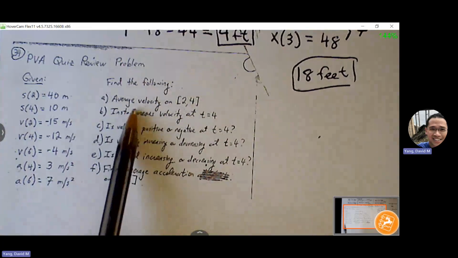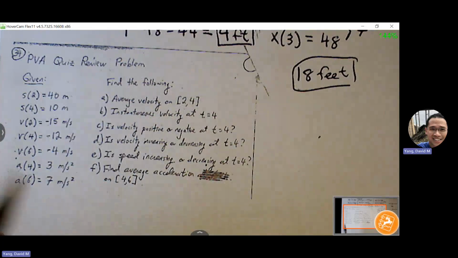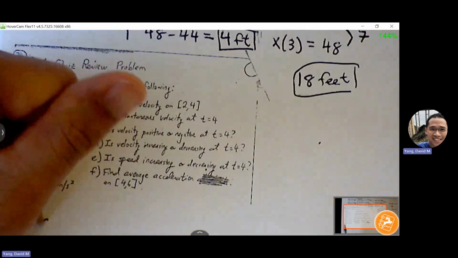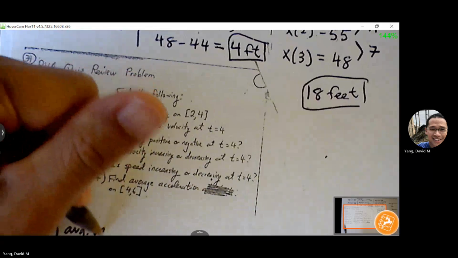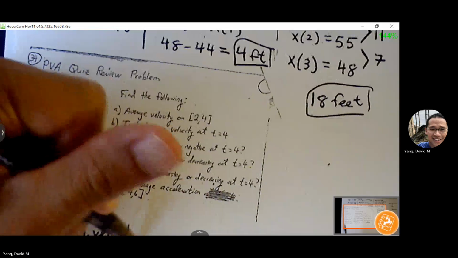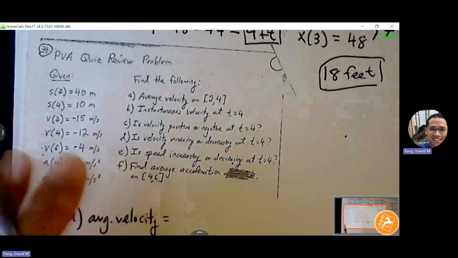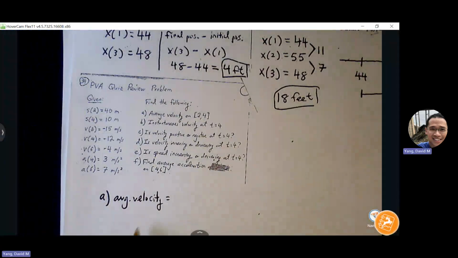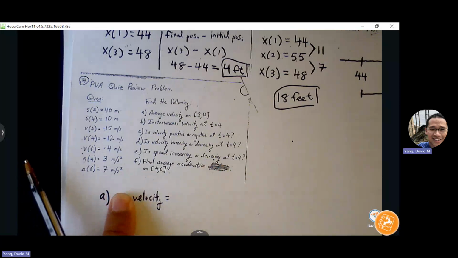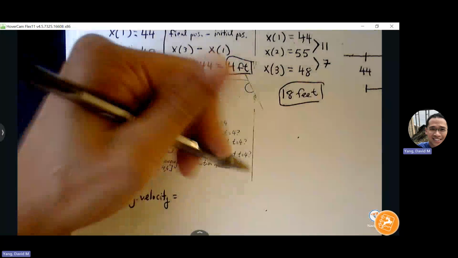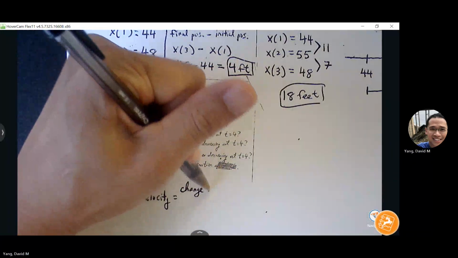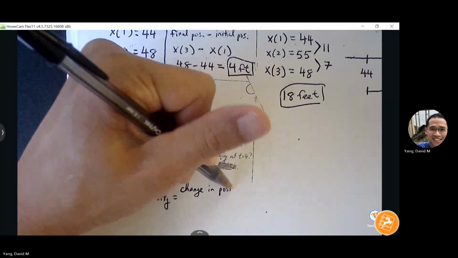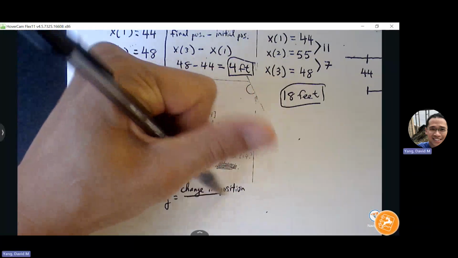So average velocity, let's think about that phrasing there. What does average velocity mean? Okay, so average velocity has a specific definition. The focus is on that word average, okay? And it's not instantaneous velocity, it's average velocity. So average velocity is defined as the change in position divided by the change in time.